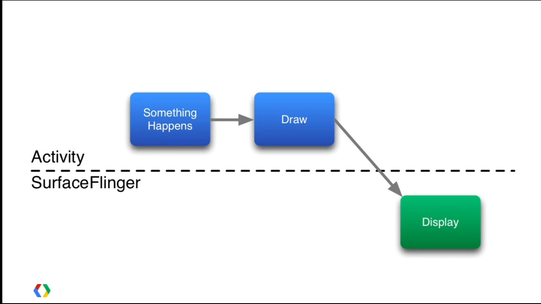So there's essentially three parts to the process. Something happens, some event occurs, or an animation event, finger dragging, whatever it is.